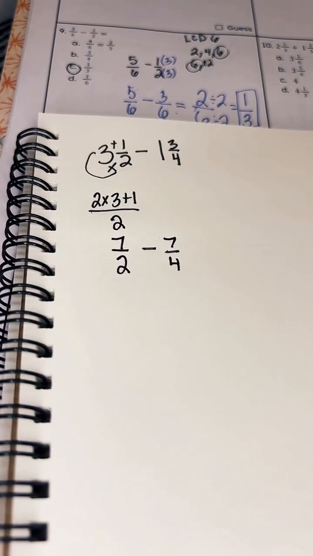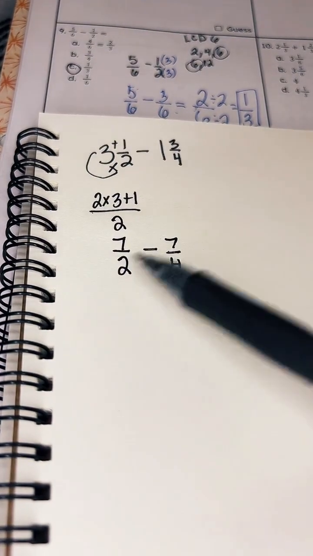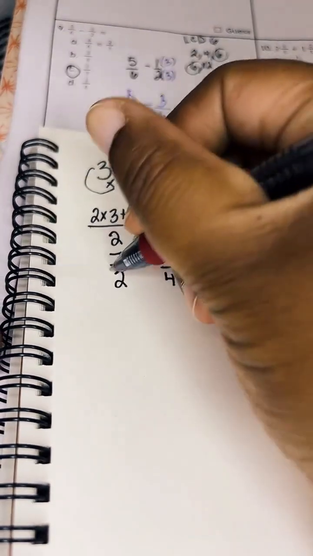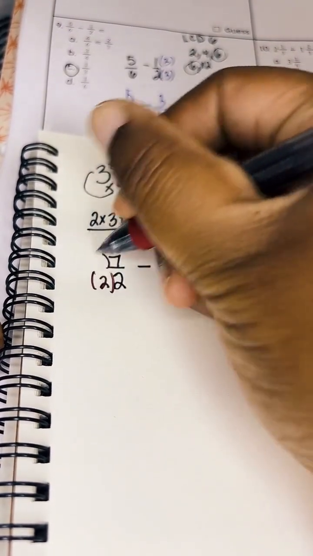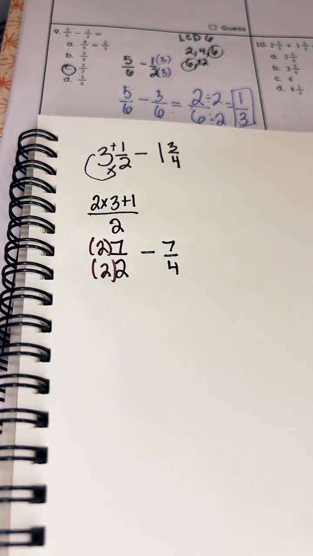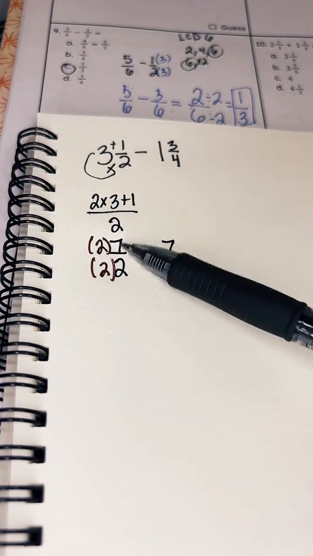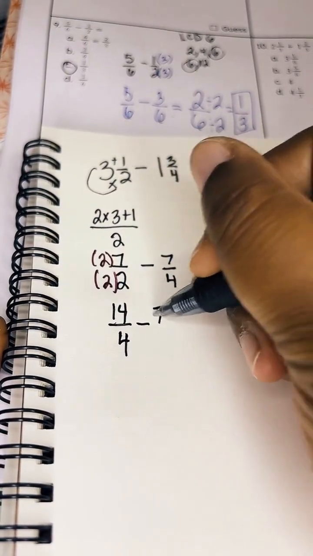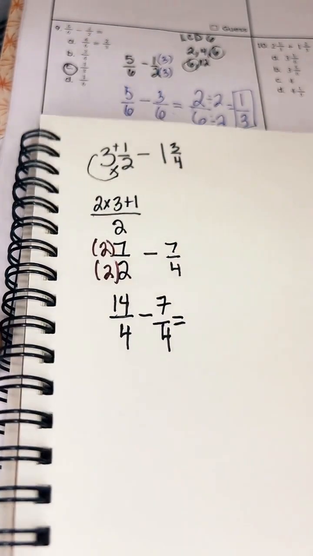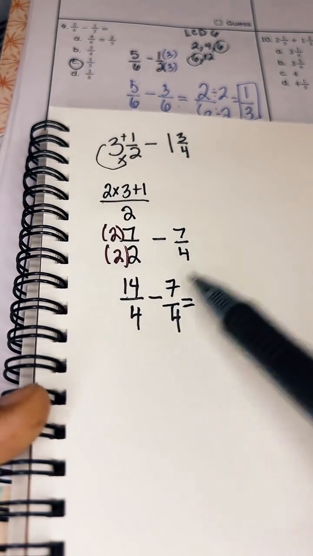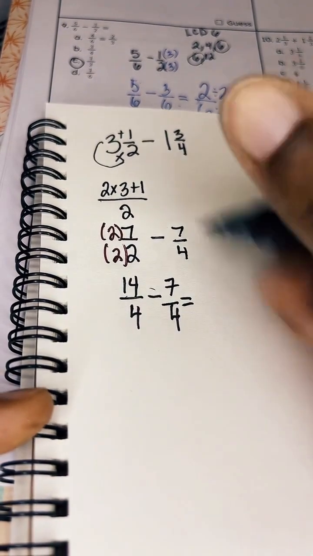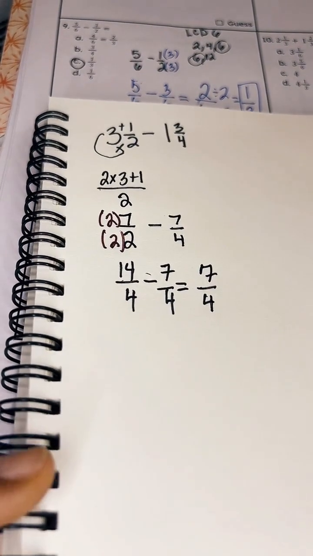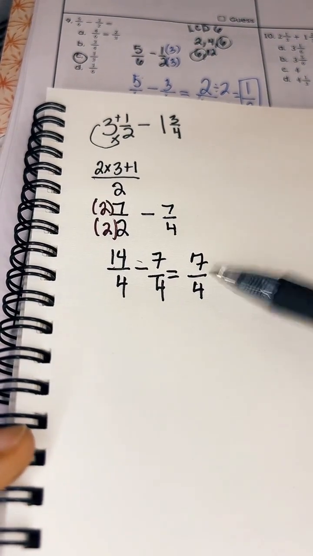All right, perfect. Now, remember, we still need that common denominator. So we're still going to have to multiply this by 2 and this by 2. 2 times 7 gets us 14 over 4 minus 7/4, right? All right. Now let's subtract. 14 minus 7, well, that's 7/4. You see how we're still not at our answer.